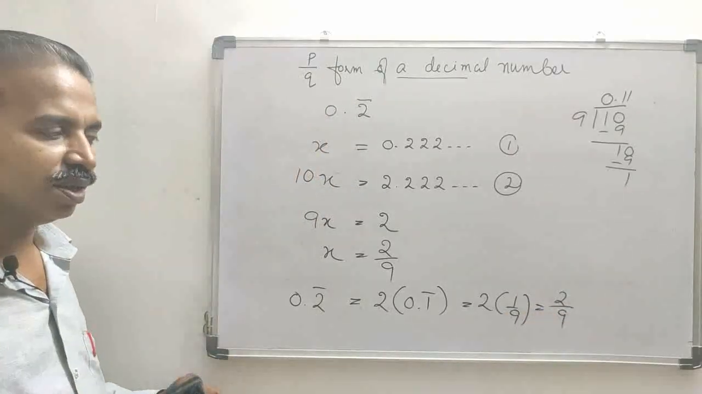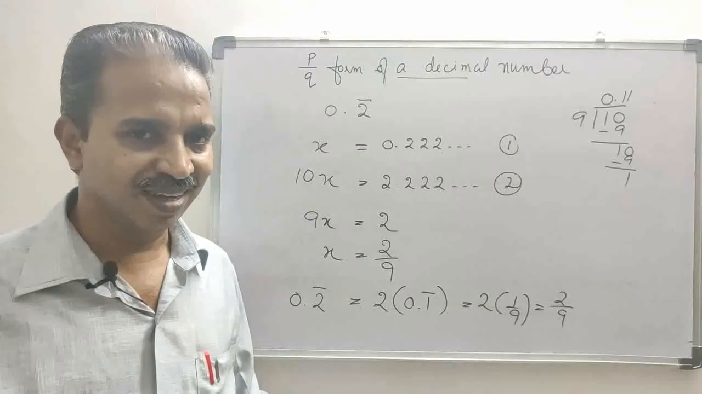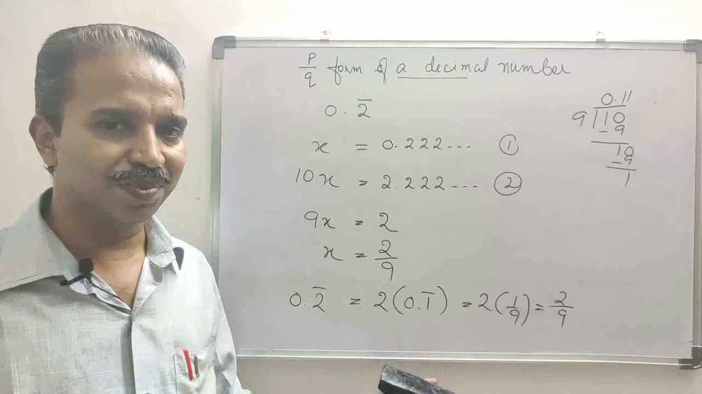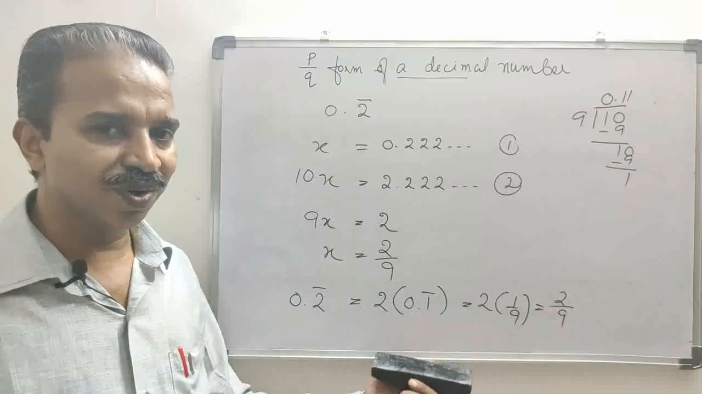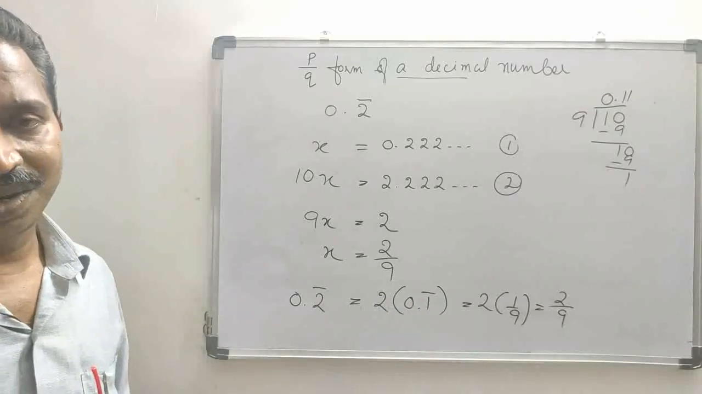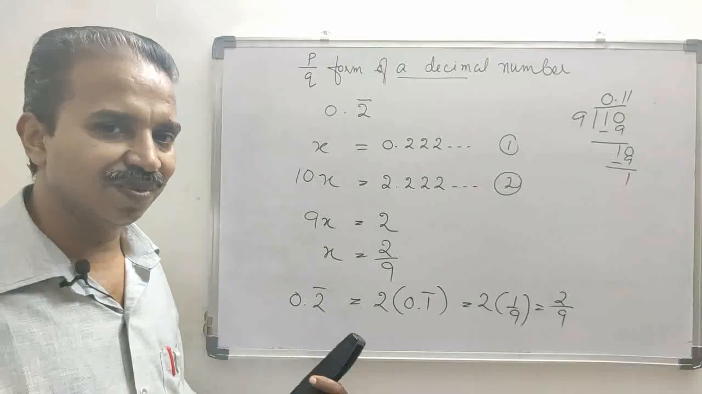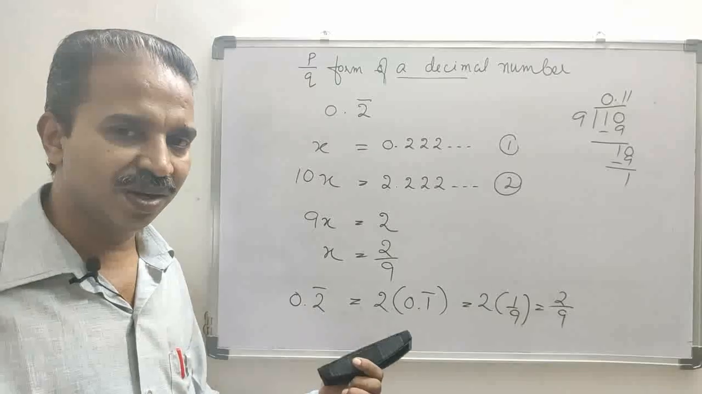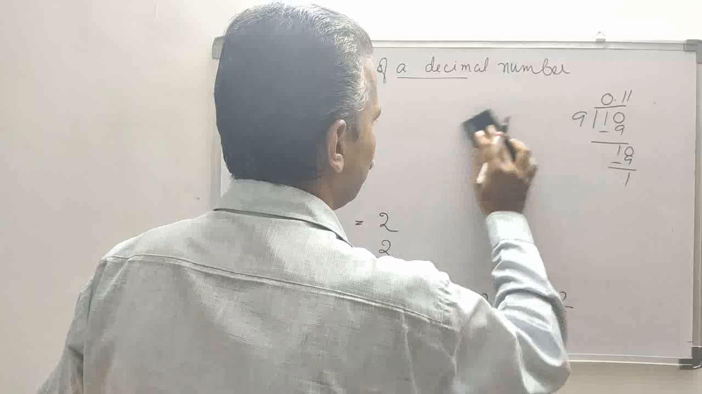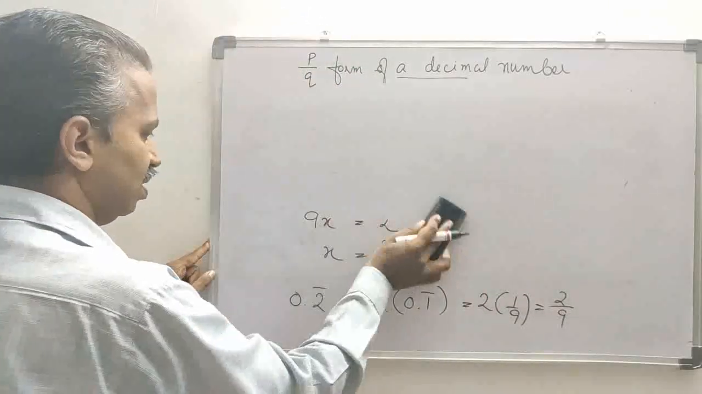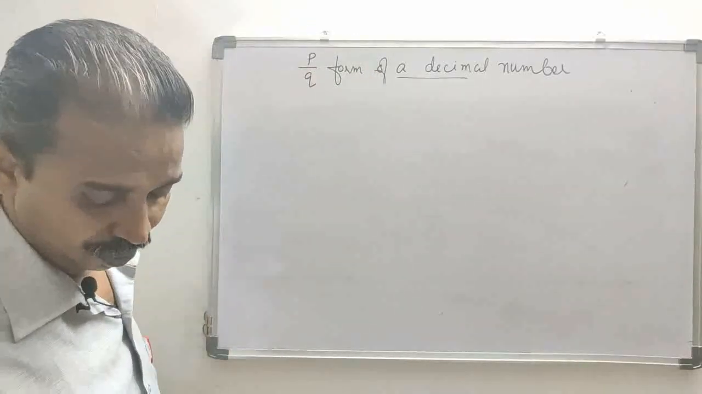So, 0.3 bar is 3 into 0.1 bar, that is 3 upon 9. Cancelling 3 from numerator and denominator, we get 1 upon 3. 0.4 bar is 4 into 0.1 bar, that is 4 into 1 upon 9, 4 upon 9. So, 0.5 bar is 5 upon 9, 0.6 bar is 6 upon 9, 0.7 bar is 7 upon 9, etc. we get. Let us take a decimal number with a group of 2 digits repeating.